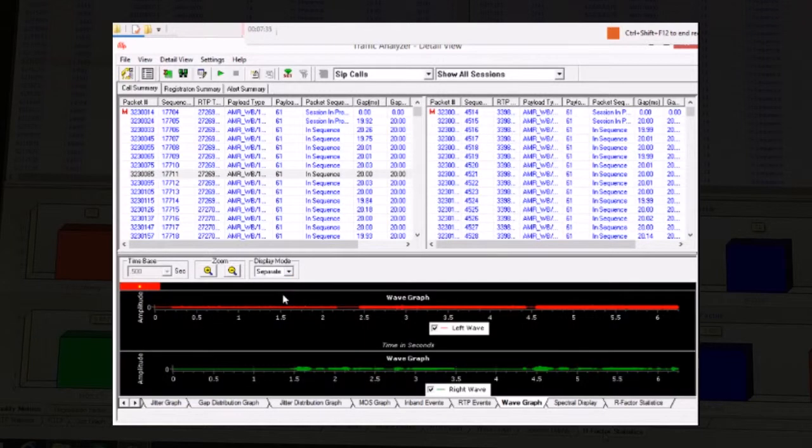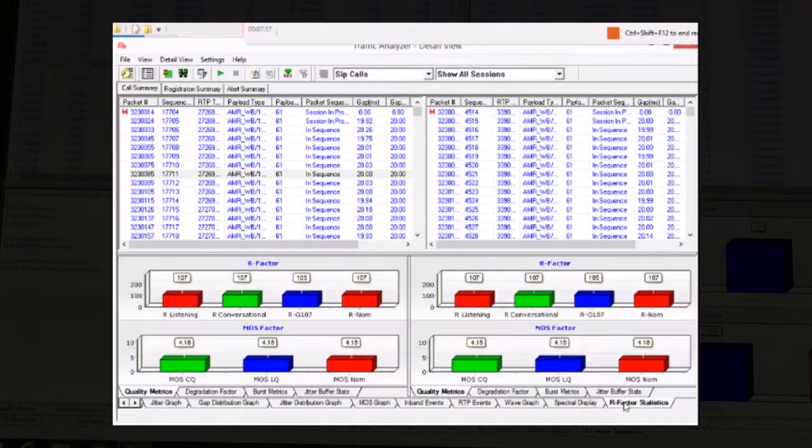Some of the other voice quality statistics are given in this tab. This particular call had pretty good quality, so you don't see much variation in the R factor. R factor is one of the statistics that is relevant to voice quality. Other statistics include degradation factor, burst metrics, jitter, and buffer statistics. In another video, we'll go into each and every one of these statistics and explain in detail what they mean. But now, just to give you a flavor of all of these statistics.